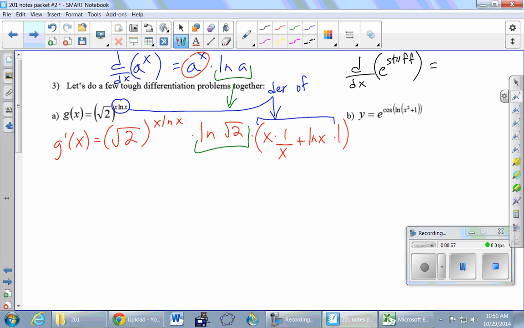So what's the derivative of e to the stuff? E to the stuff times derivative of the stuff. Okay, so let's start writing our answer down here. So good notation. What's good notation for the derivative of y? So y prime is fine. The other option is dy dx. Either way is okay.